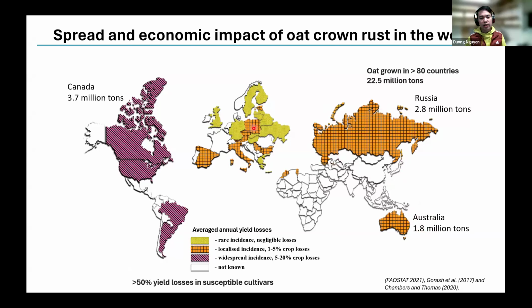Here in the map, you can see the color coding representing the impact of crown rust on the different oat growing regions. The darker color indicates more widespread incidence. Here you can see that Canada suffers the most from crown rust. In some places where susceptible cultivars are grown, the yield loss can be more than 50%. Researchers and breeders have proposed that genetic resistance to crown rust is the most effective and efficient method for disease management.